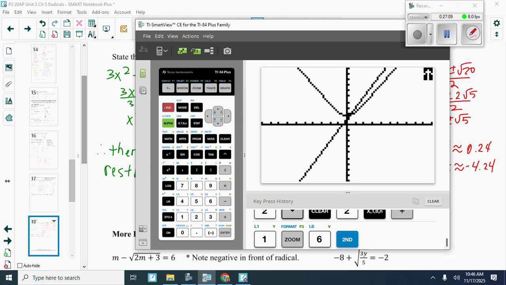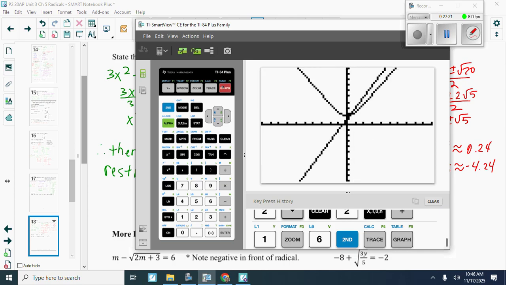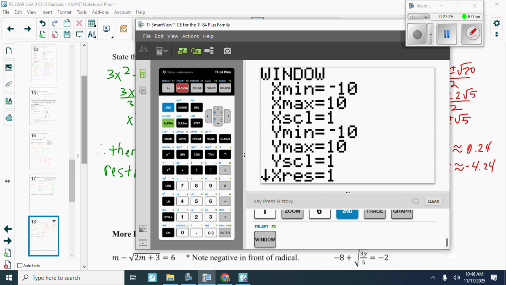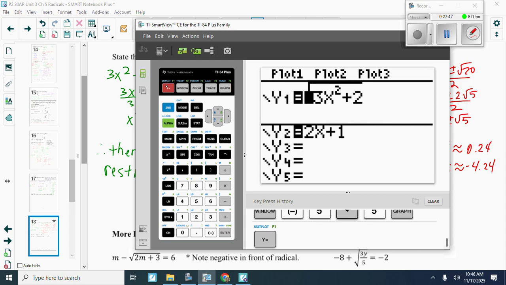I'm looking for my intersection. So if I go second trace, let me go back to my graph, because it's a little hard for me to see that there are actually two solutions. You might have to zoom in a little bit for that. I don't know that we have to go all that much. That looks a little better. Okay, that looks good.